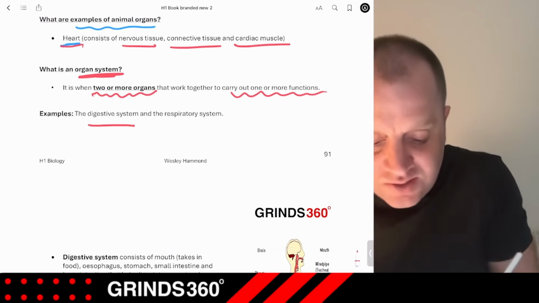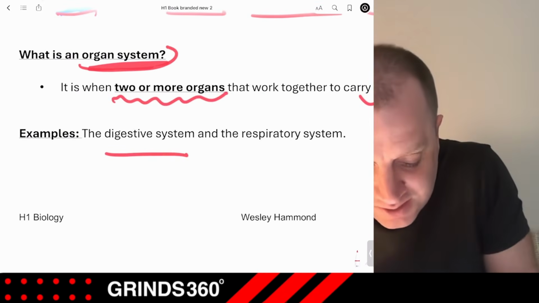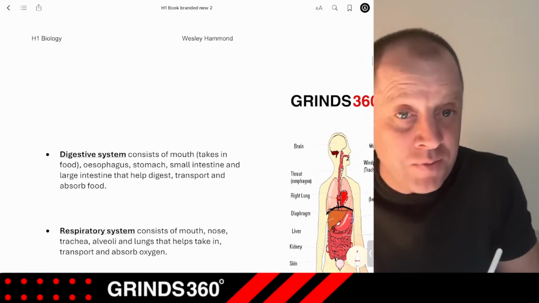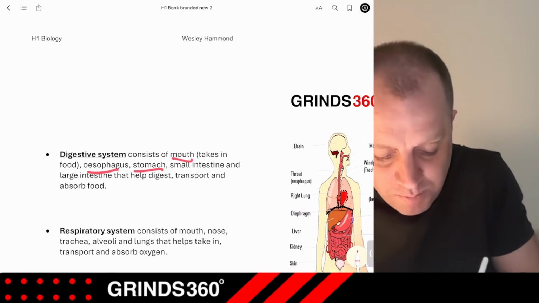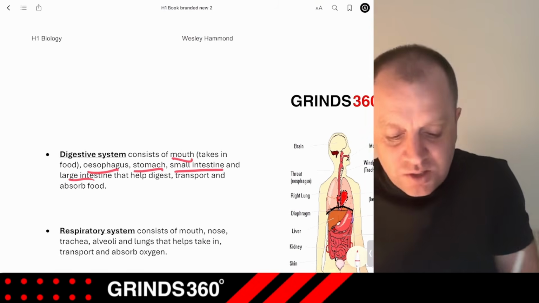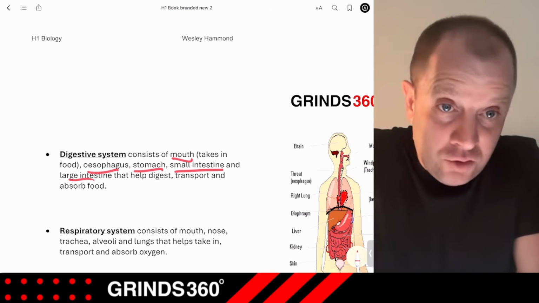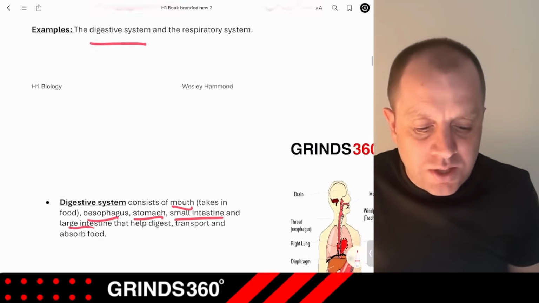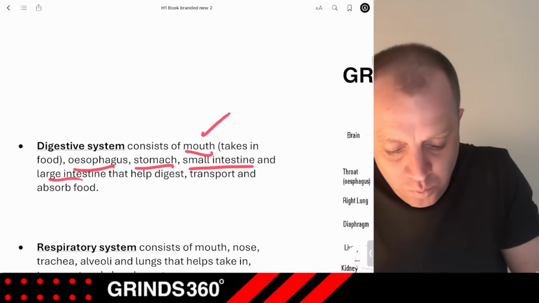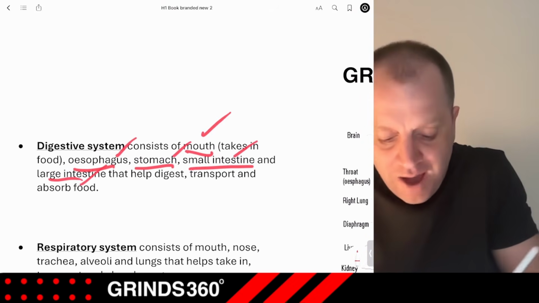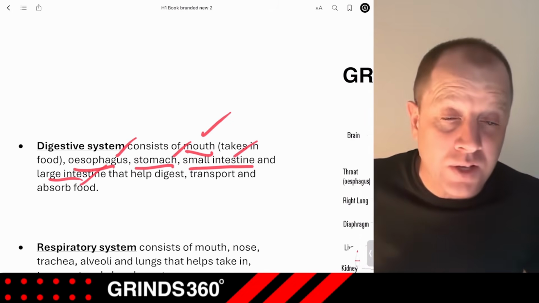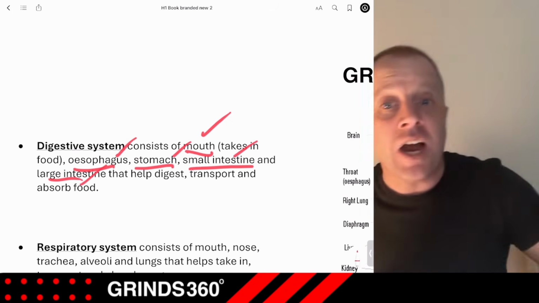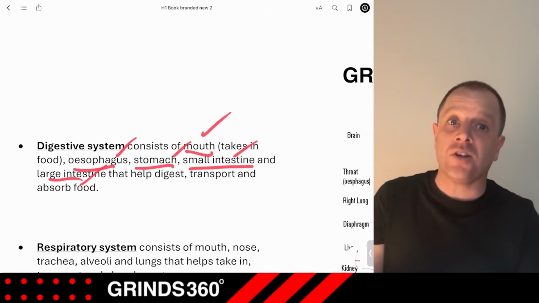The digestive system. Now, if the digestive system is a system, it's made up of two or more organs. Well, let's just prove it. The digestive system is made up of the mouth, which is an organ, the esophagus, the stomach, the intestines, the large intestine, the small intestine. So that means that's two or more organs working together to carry out one or more functions. So 1, 2, 3, 4, 5, and more of them as well. But there's 5 organs that make up your digestive system, and all of those organs carry out sometimes similar, but sometimes different functions.